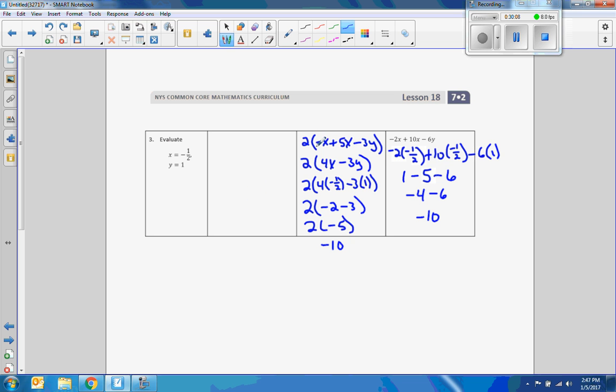Now we can take this here and distribute and get 2 times 4x, which is 8x, and 2 times 3y, which is 6y. So now we can simply say that that is 8x minus 6y. Plugging in the negative 1/2 for x and the 1 for y, we get 8 times a positive times a negative is negative. 8 times 1/2 is 4. Minus 6 times 1. Negative 4 minus 6 is negative 10.